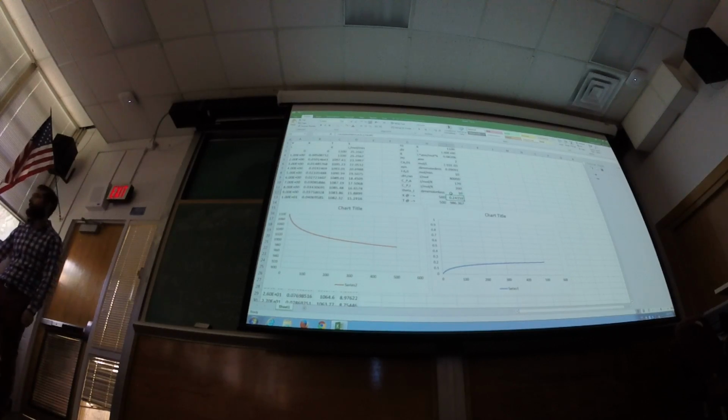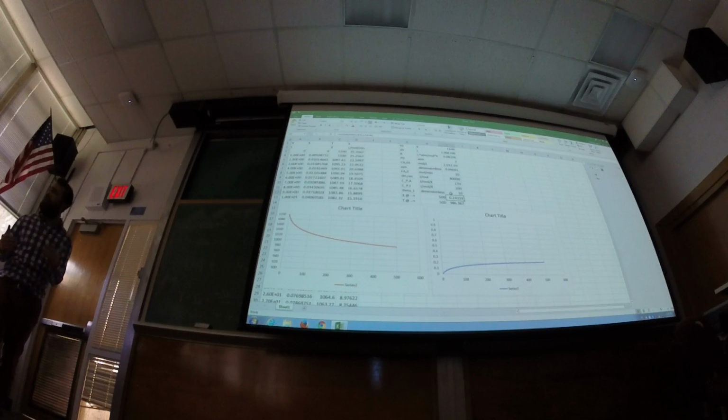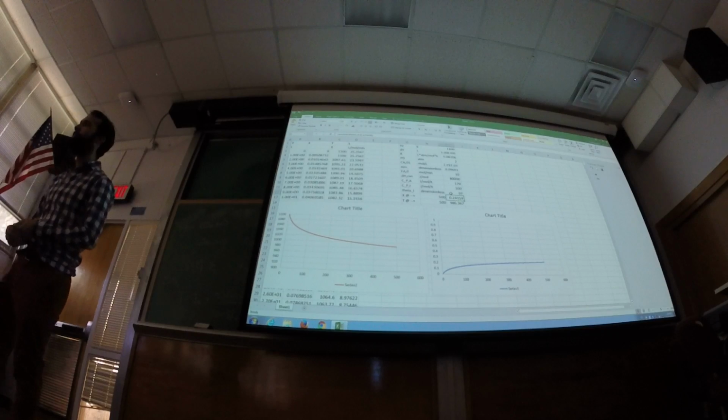Theta I I only vary between 0 and 1. Why? Theta I is the ratio of the inerts to the ratio of your feed. It can be any positive value.